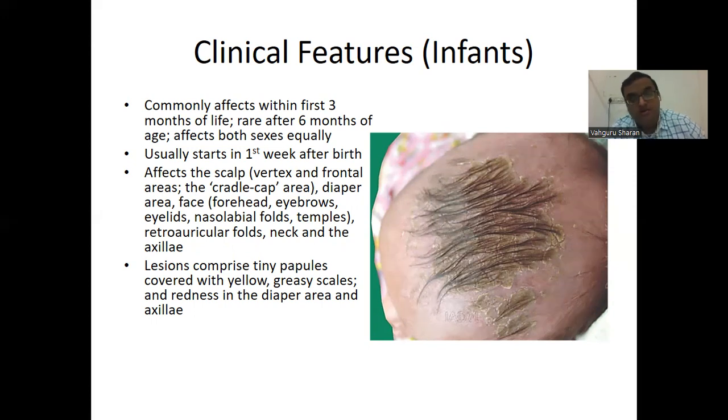Lesions comprise tiny papules covered by yellow, greasy scales, with redness in the diaper area and the axillae.